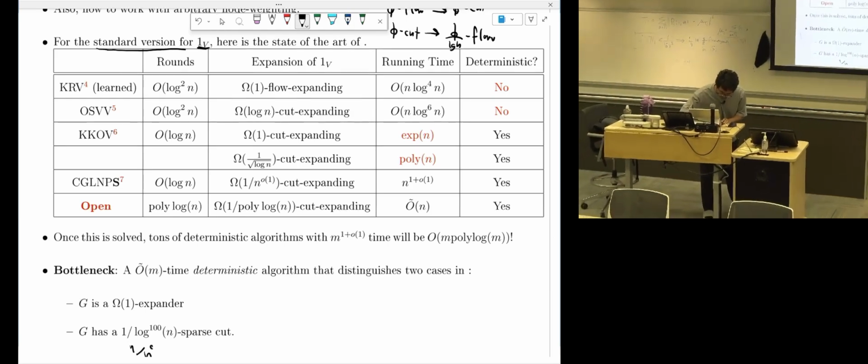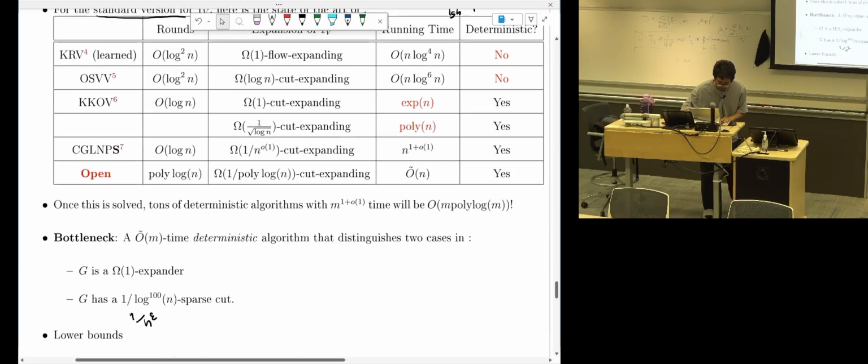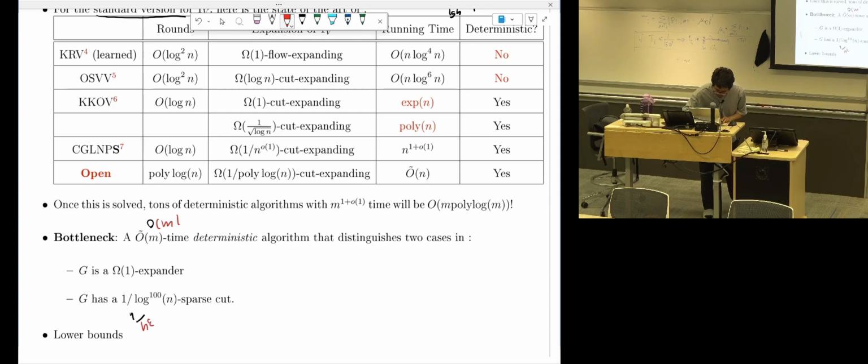If this is like 1 over n to the epsilon, then what we know right now is, if this is n to the epsilon, there is an algorithm with this kind of running time, log to the order of 1 over epsilon n. But I want this to be just polylog m times polylog, and this is just polylog. So that would be great. Okay.